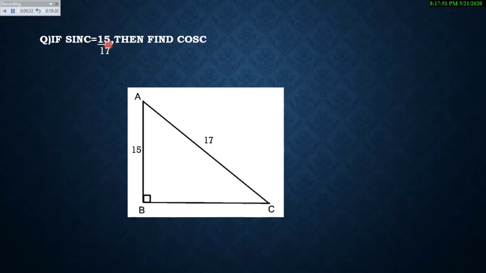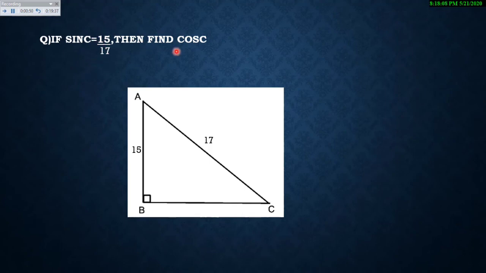So what is opposite? Opposite is 15. So we wrote 15. The side opposite to angle C, that is AB, is 15. So what is hypotenuse? Hypotenuse is AC here. So the length of hypotenuse is 17.